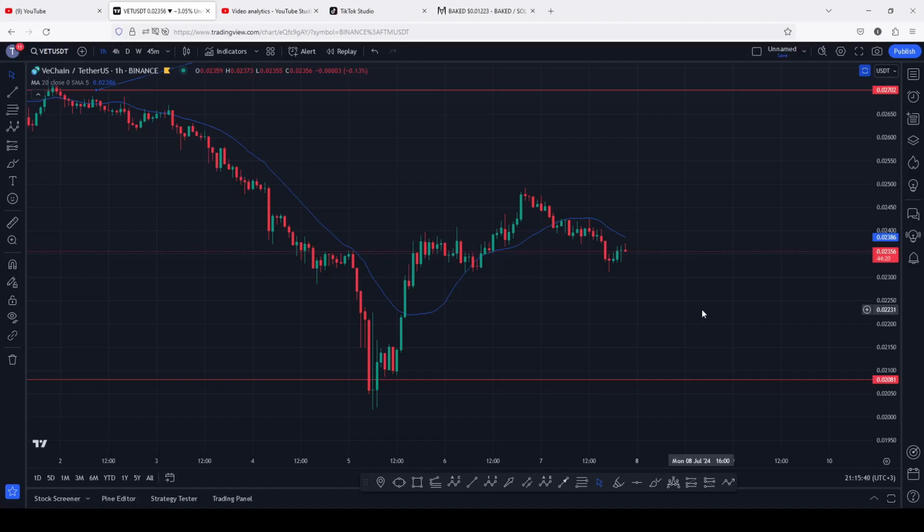Vechain at the time of this recording is attempting another break to the upside, and in today's video I will be discussing the reason why we need to see a break above the 20-day MA here on the 1-hour chart, and also a break above yesterday's high above the 0.02494 for me to continue expecting higher prices here on the Vechain chart.